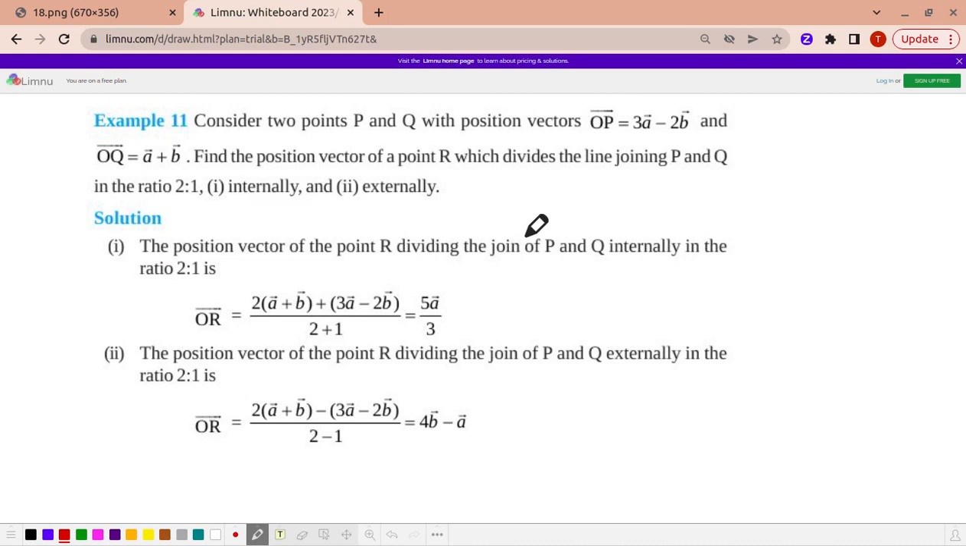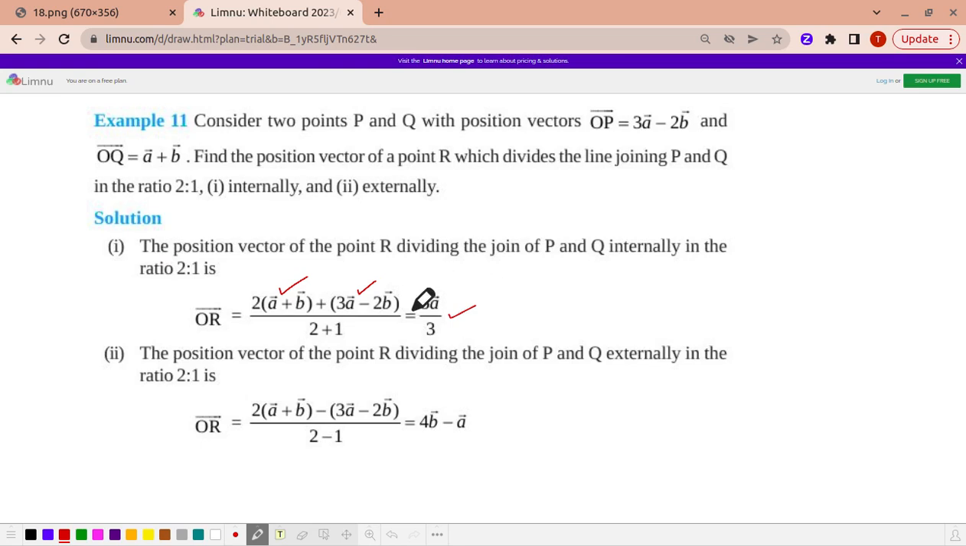Position vector we know. So for internal division, it is m into the position vector of Q. So 2:1, 2 into the position vector of Q, that is a plus b, plus 1 into the position vector of P, that is 1 into 3a minus 2b, by 2 plus 1, that is 3. So it comes to 5a by 3.